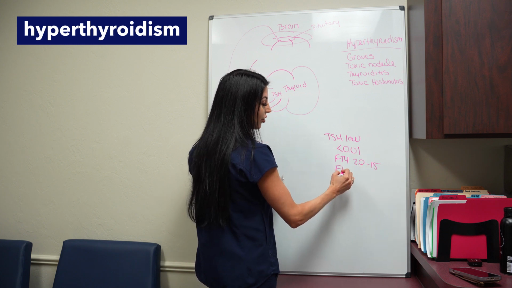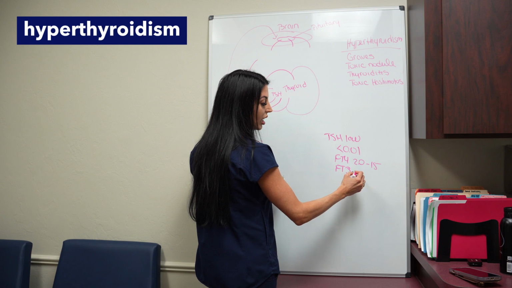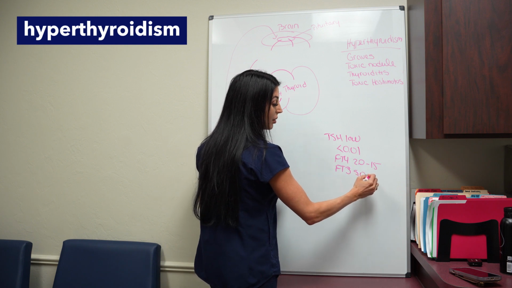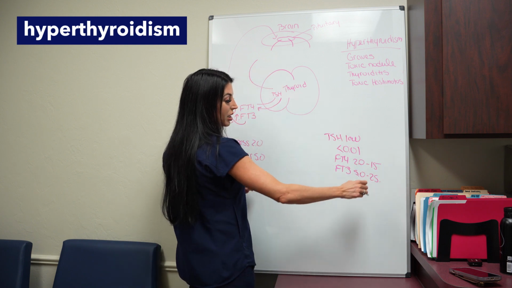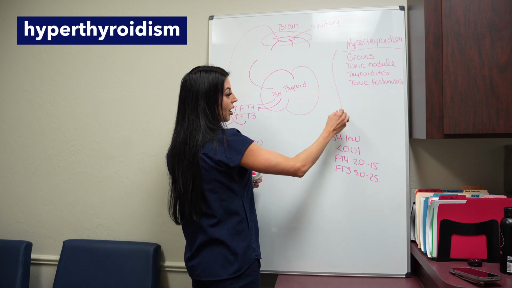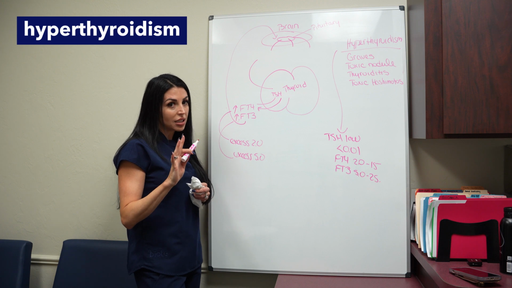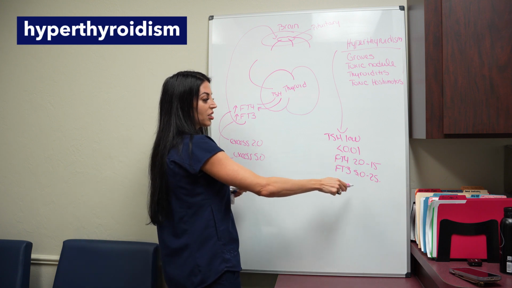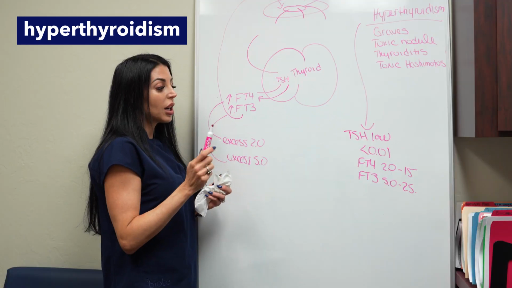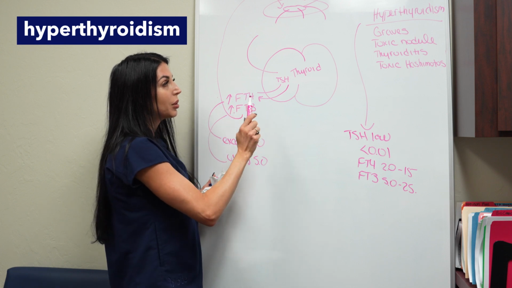You can have free T3 levels anywhere from 5, I've seen them in excess of 25. And so these are what your labs are gonna look like in a hyperthyroid state. You're gonna have a low TSH because your brain is gonna be like, I don't need to make any more of this hormone because there's plenty of this free floating around. So then the question is, again, why is this happening and how do we fix it?